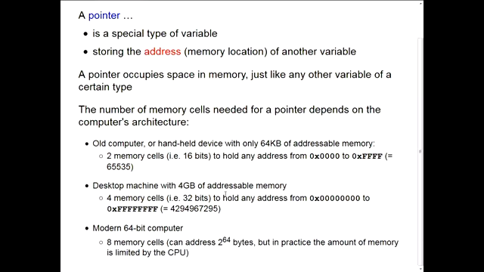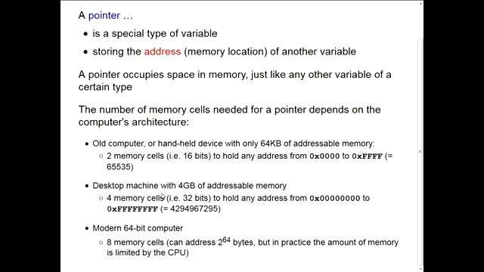The number of memory cells that are needed for a pointer actually also depends on the computer's architecture. If you look at very old computers or very simple handheld devices that have only 64K of addressable memory, then you would only need 2 memory cells. That is 16 bits to hold any address from 0000 to FFFF. So you would only need 2 bytes.